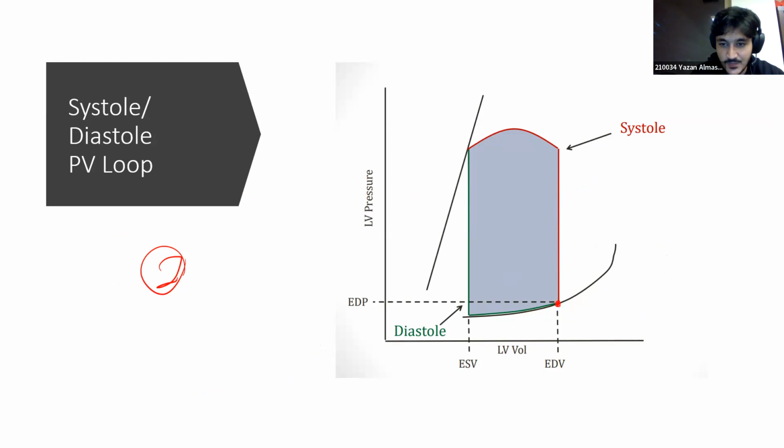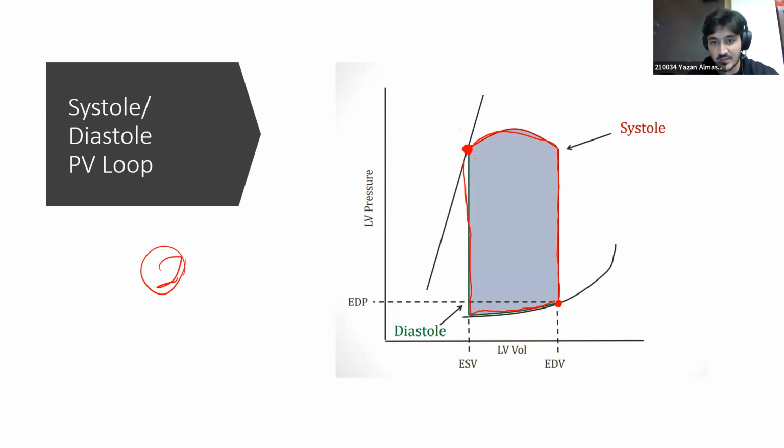So what happens here? Here is where the mitral valve closes. Once the mitral valve closes, the ventricle is going to start contracting, and here it's still contracting and pushing the blood out to this point. This is when the aortic valve closes. Once the aortic valve closes, it stops contracting. It starts relaxing. And this relaxation is known as diastole.